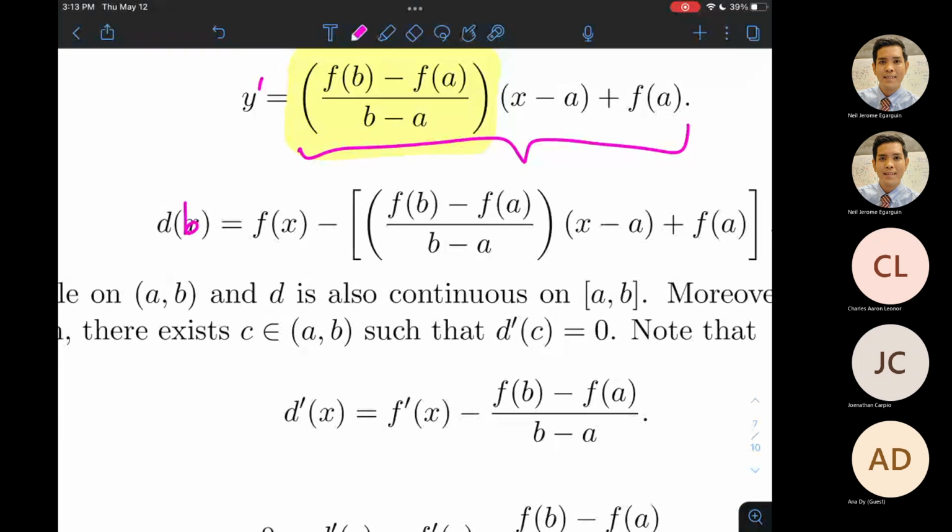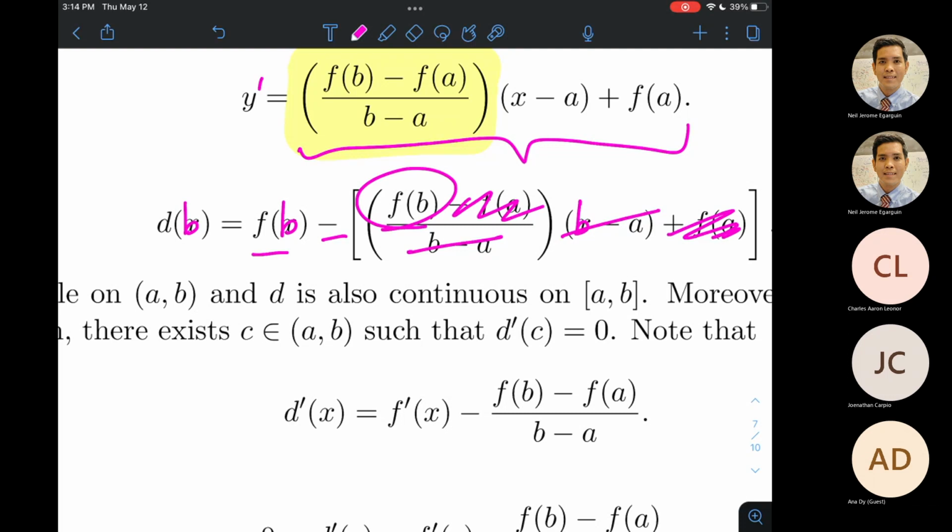So, compute natin yung D of B. Lahat ng X, palitan ng B. B minus A. Makakancel niya yung B minus A sa baba. Tapos, matitira na lang ay F of B minus F of A. Kaya lang may plus F of A dito. That will make this 0. And then F of B minus F of B, that will be equal to 0. So D of B vanishes as well. Okay? So, yes, naging equal sa 0.